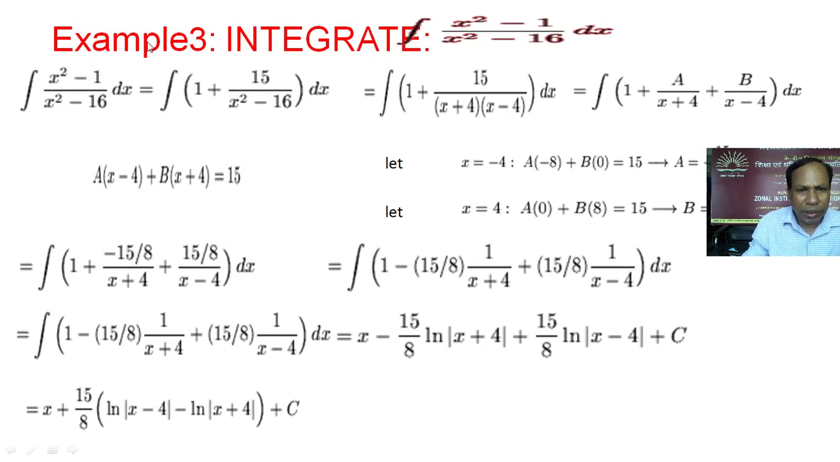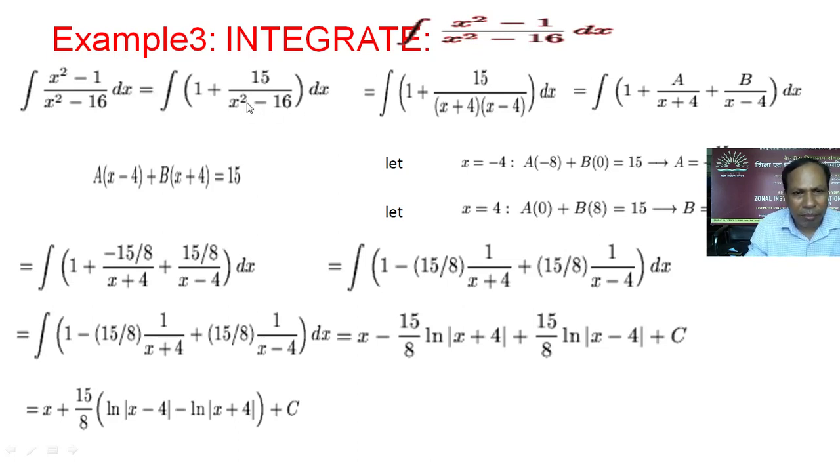Now coming to example 3, we will integrate x square minus 1 by x square minus 16 dx. So here we find that the degree of numerator is 2 and degree of denominator is also 2. Since the degree of numerator is greater than or equal to denominator, we divide. So first of all we divide x square minus 1 by x square minus 16, which becomes 1 plus 15 by x square minus 16.